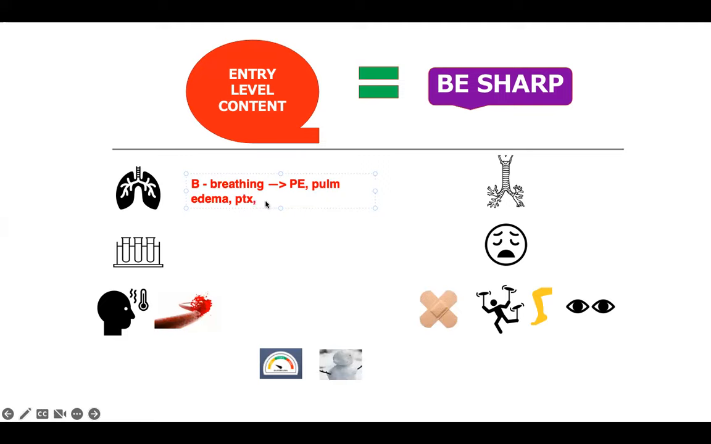Even if you have a DVT, a DVT turns into a PE, and that also causes a breathing problem. So there are a few things over there that you should be worrying about.